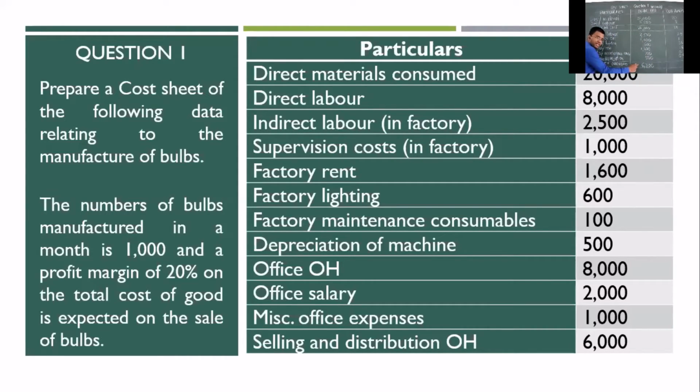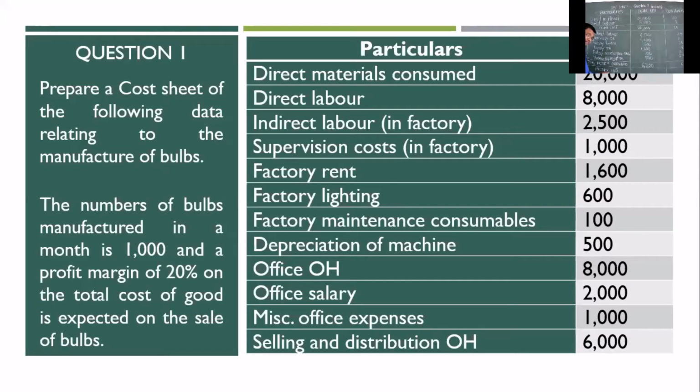6,300. So what is the significance of 6,300? 6,300 is the sum total of my factory overhead. And cost per unit, this works out to be 6.3.